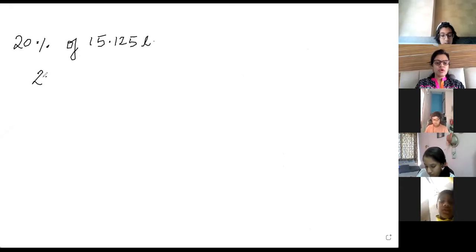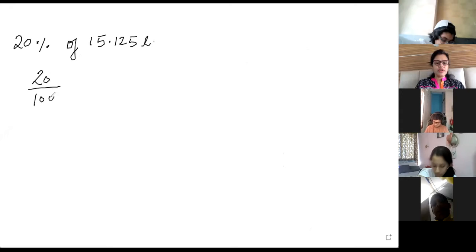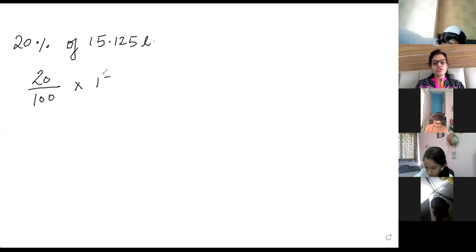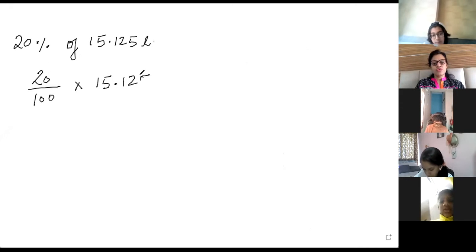Okay, so what I'll do? 20 by 20, 100, by 100 into 15.125 liters. Okay, so I say 10, I cut, and 2 ones are 2 and 2 fives are 10, I did. Then 5, and this I can cut. Because it is difficult for you to do it directly, you can divide it by 5 over here. It is actually what? This is actually 15.